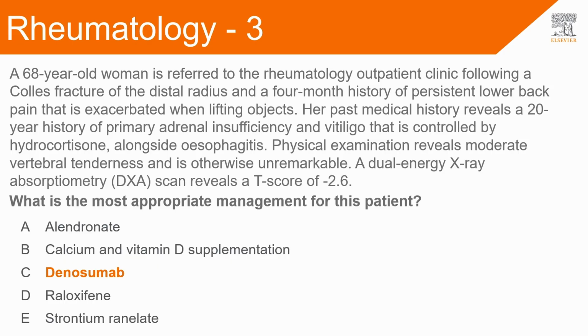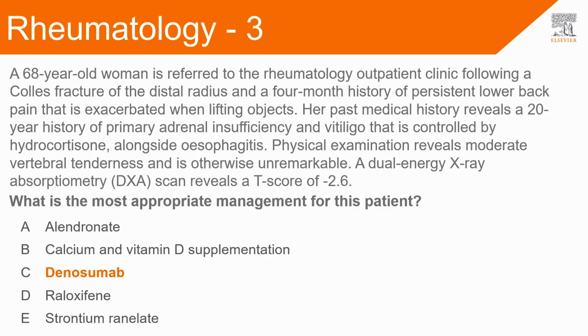What about raloxifene, option D? That's incorrect, because raloxifene is a selective estrogen receptor modulator, SERM, and that's normally indicated for the management of osteoporosis in postmenopausal women. It works by binding to the estrogen receptors and inhibits osteoclastic action. However, raloxifene is typically only reserved for when bisphosphonates and denosumab are not tolerated at all, which is not this particular case.